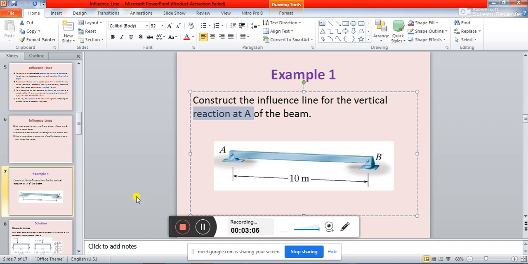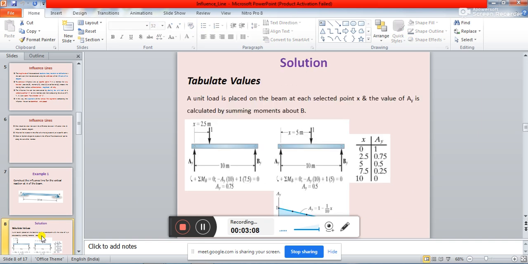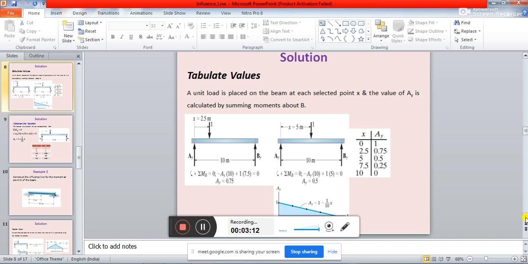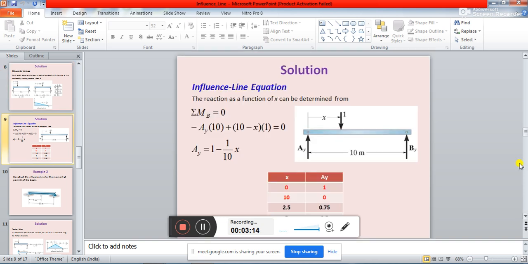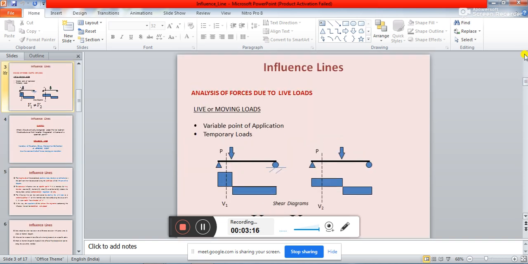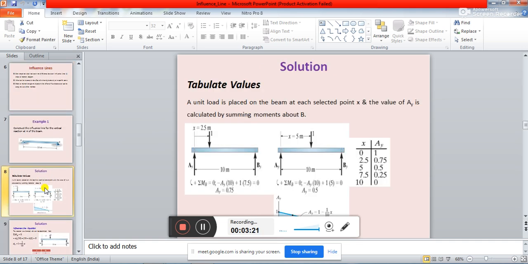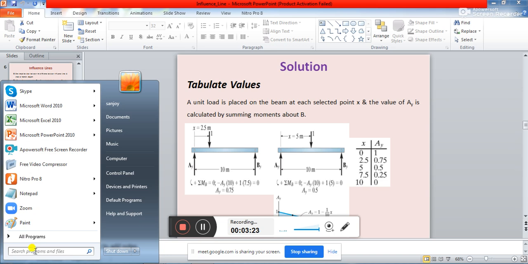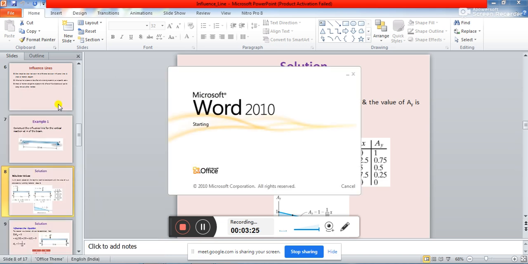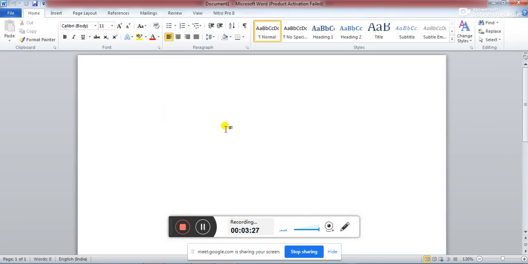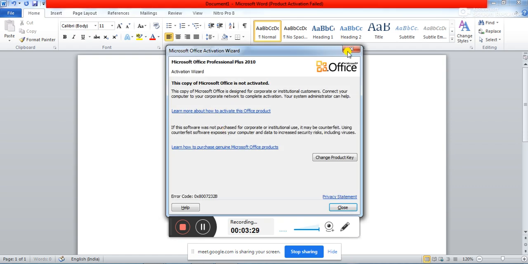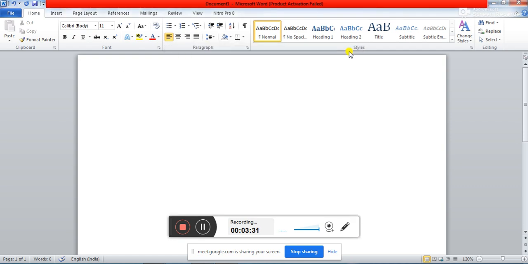Now in the previous class I was just showing you this one. You will have to pass on a load of unit quantity. Let us take this example through this one. I will just try to show you. Can you see this Word document? Can you see this blank white page, everyone? Yes, sir.